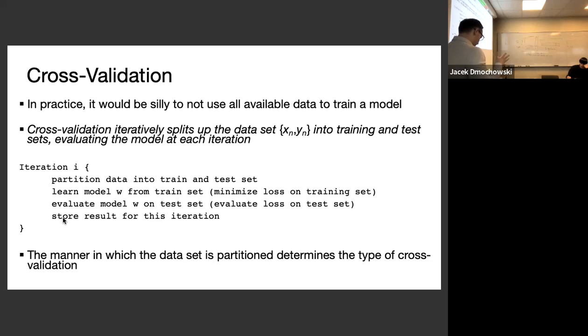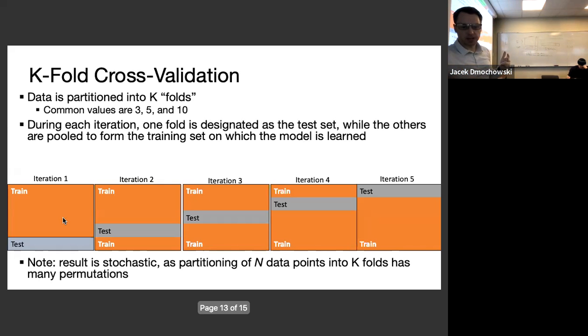So for example, if you have 10 examples, maybe on the first iteration, examples 1 to 8 will be your training set. Examples 9 and 10 will be your test set. On the next iteration, it will be 1 to 6 and 9 and 10 as your training, and 7 and 8 as your test. There are many ways of partitioning the data, and the way you partition the data determines the type of cross-validation. But there are really two types that I show you in this lecture.